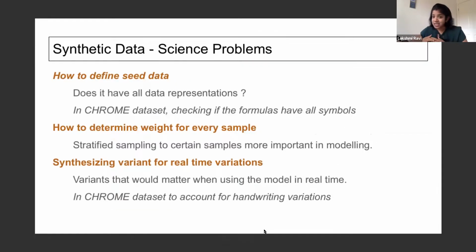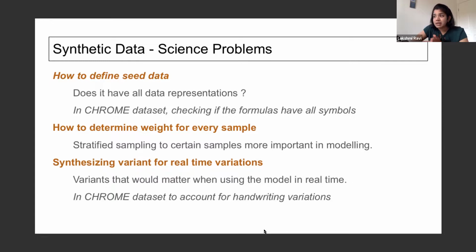What you as a data scientist will be facing as a problem when you are working with synthetic data is: what is seed data? How do I define seed data? And what are the things I should care about in my seed data? The first thing is the seed data should have all the data representations in it. For example, in the CROHME data set, do all the formulas have all sorts of symbols represented? It was manually made sure that the formulas that we take as a reference had all the symbols in them.